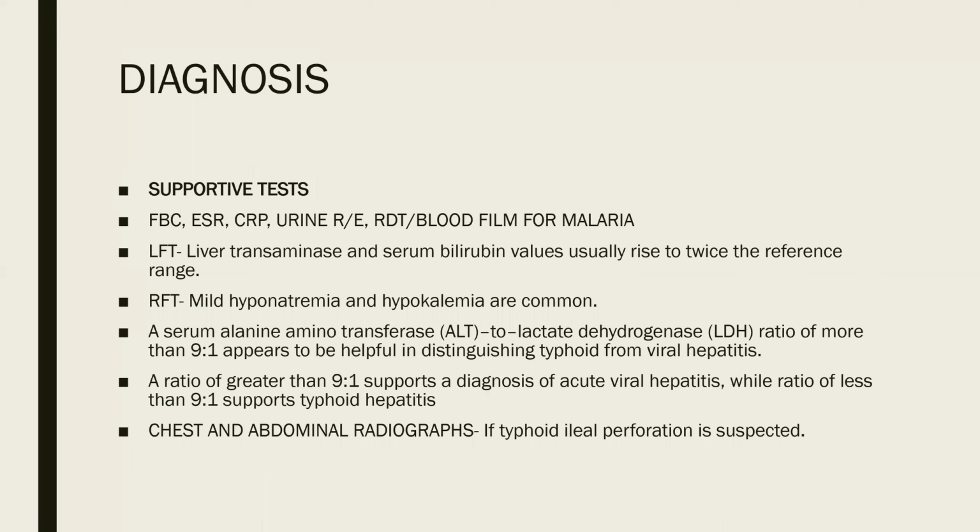Now, what will be some of the other tests you can do? You can do the full blood count, where the patient may be anemic, the patient may have thrombocytopenia, and there may be lymphopenia. The ESR will be raised, the CRP will be raised, the urinalysis, and then the RDT or blood film for malaria parasites, also to rule out other conditions that may mimic this particular condition.